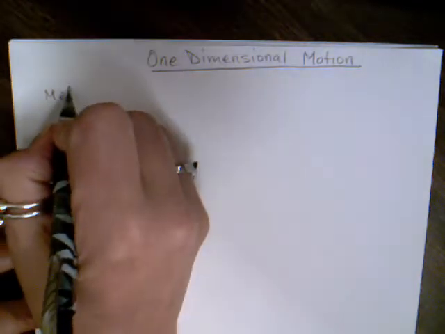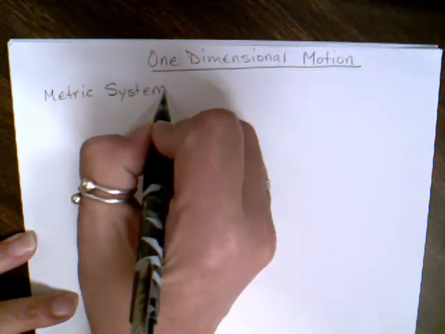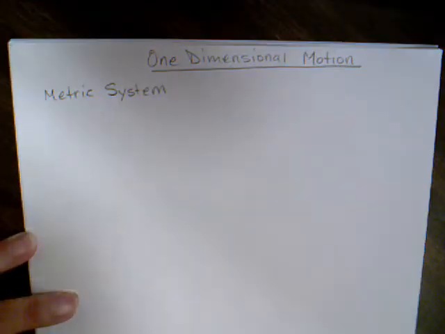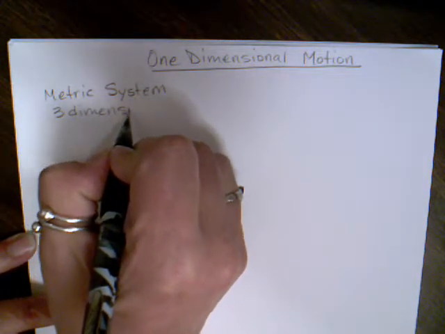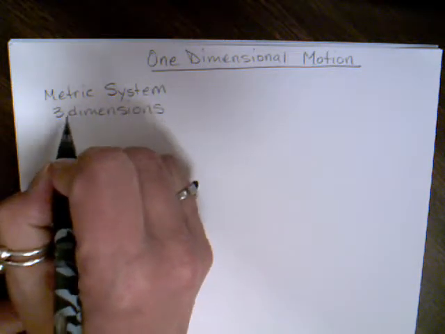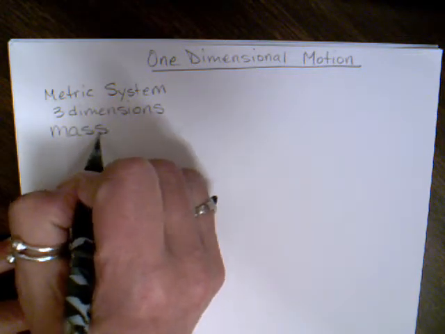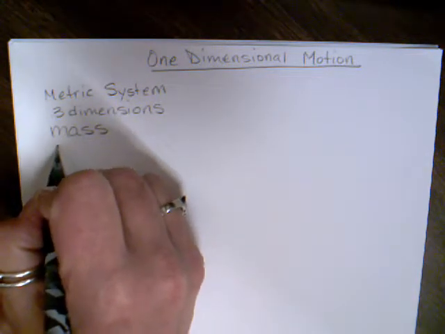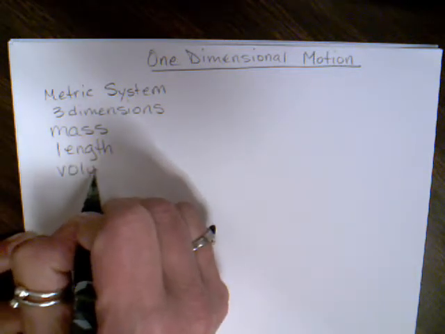So I'm going to start with the metric system real quick. We have 3 dimensions to the metric system. We have mass, length, and volume.